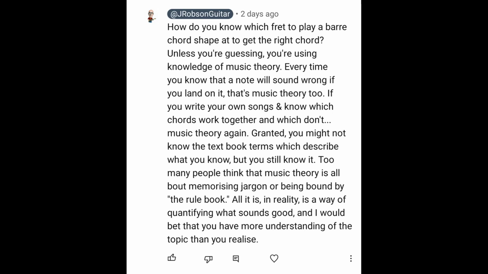How do you know which fret to play a bar chord shape at to get the right chord? Unless you're guessing, you're using knowledge of music theory. Every time you know a note will sound wrong if you land on it, that's music theory too. If you write your own songs and know which chords work together and which don't, music theory again. Granted, you might not know the textbook terms which describe what you know, but you still know it. Too many people think that music theory is all about memorising jargon, or being bound by the rule book. All it is, in reality, is a way of quantifying what sounds good, and I bet you have more of an understanding of the topic than you realise.